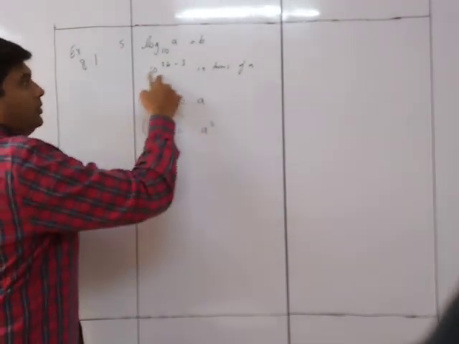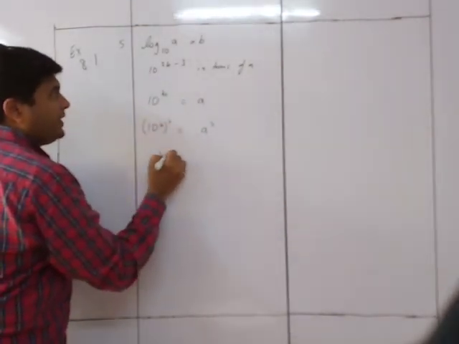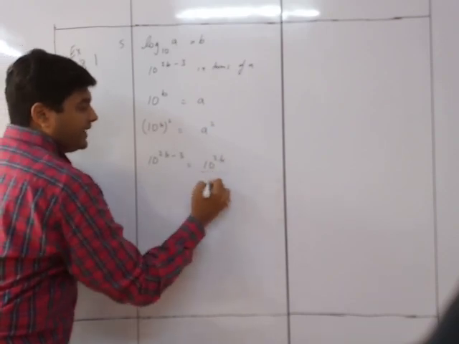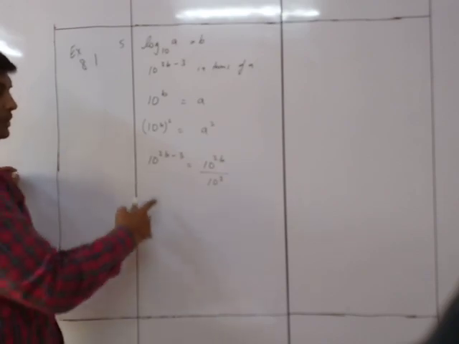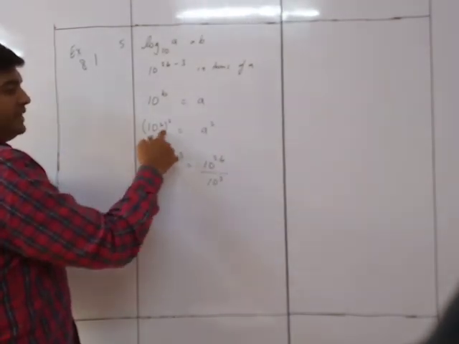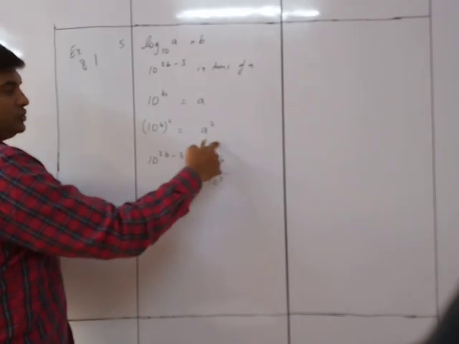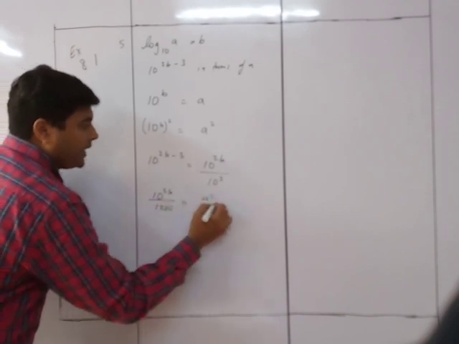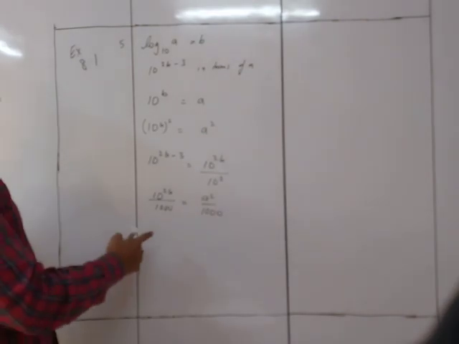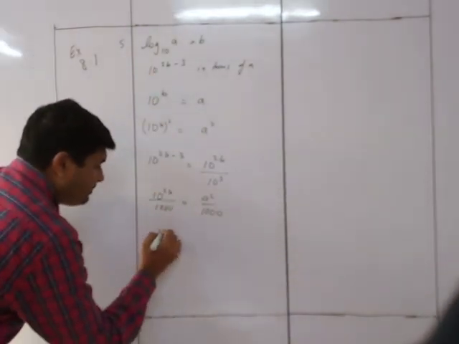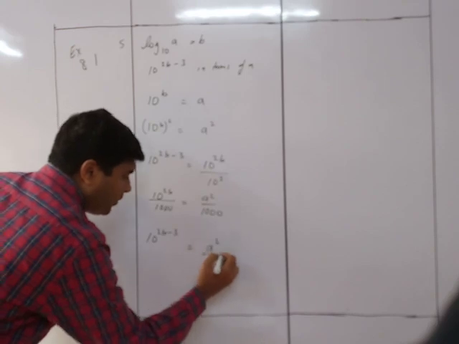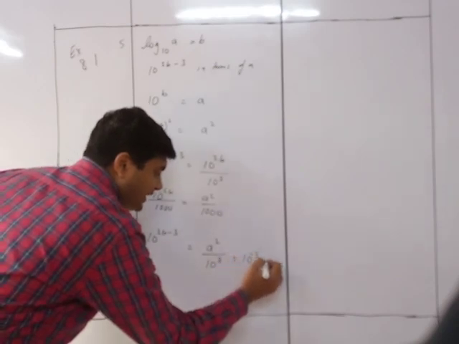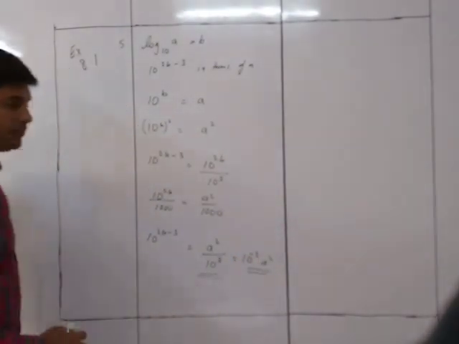Right? Now, what is this? This is 10 raised to 2b minus 3, which is nothing but 10 raised to 2b upon 10 raised to 3. So obviously, what I require to do now is divide both sides by 10 raised to 3. So that becomes 10 raised to 2b upon 1000 is equal to a square upon 1000. So therefore, we have 10 raised to 2b minus 3 is equal to a square upon 10 raised to 3. It can be written as 10 raised to minus 3 a square. Both answers are correct. Did you understand this?